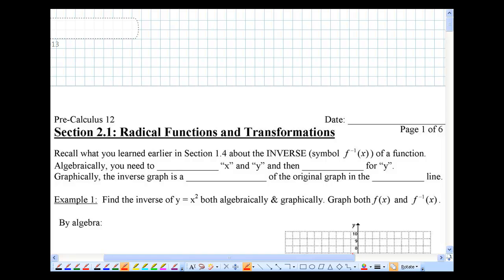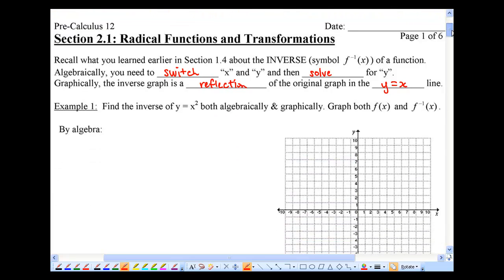Now, if you don't remember, the idea was to switch the x and y values, and then after that we had to go ahead and just solve for y, or isolate y. We also did it graphically, where we did a sketch of the graph and noticed that the inverse was really just a reflection in which line? Not the x-axis, not the y-axis, but in the line y equals x, since we're switching x and y.